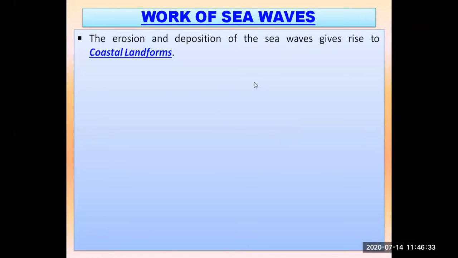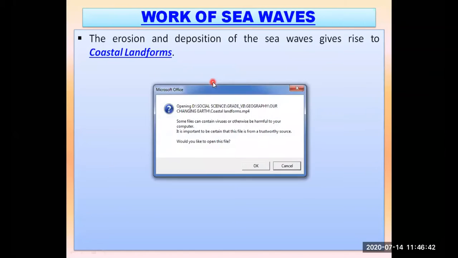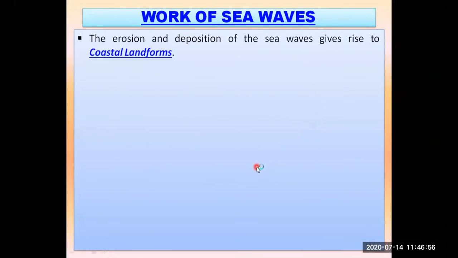Now let me discuss the chapter in detail, theoretically also. The erosion and the deposition of the sea waves give rise to coastal landforms. Let me show you that video about the coastal landforms. Erosion और deposition के वजह से sea waves के erosion और deposition के वजह से क्या बनता है, coastal landform बन जाता है. Let me show you that video also.